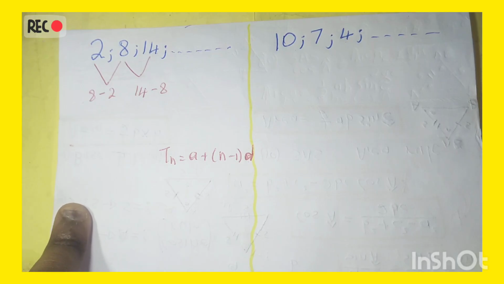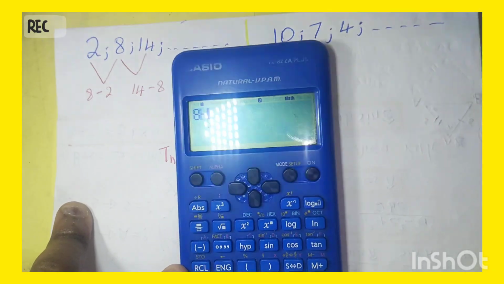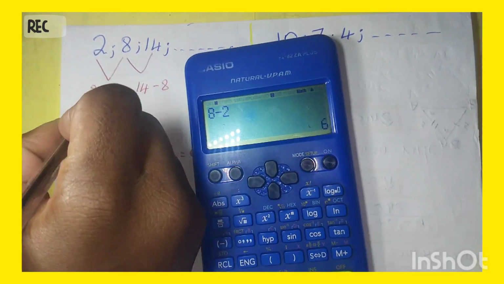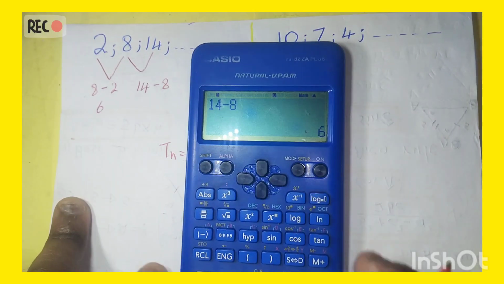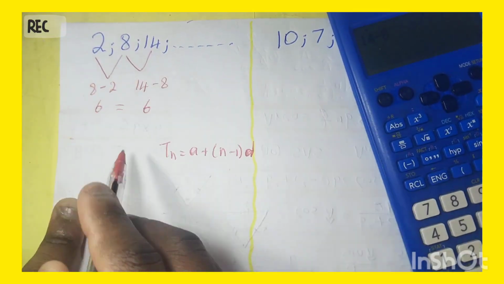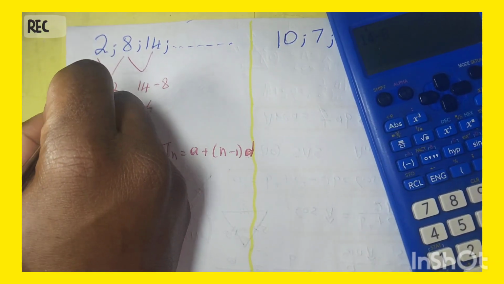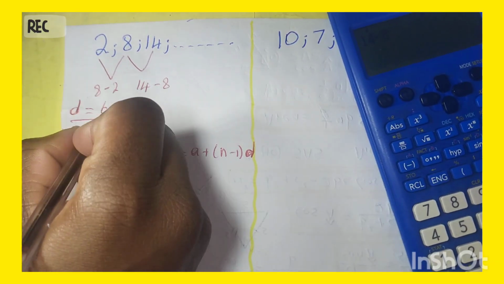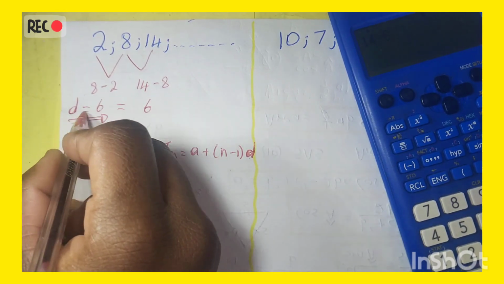So if I subtract those two numbers, what will I get? This subtract by this, here I get 6. What about for this one? This subtract by this, also here I got 6. So this tells me that my difference is equal. It looks the same. It's common. Meaning that this is the first difference, which is our D.